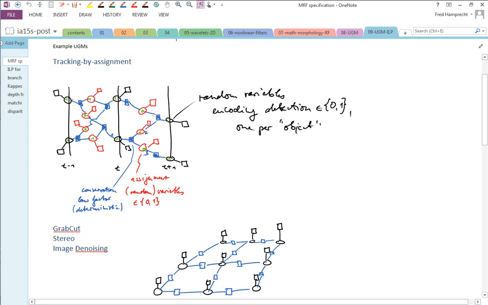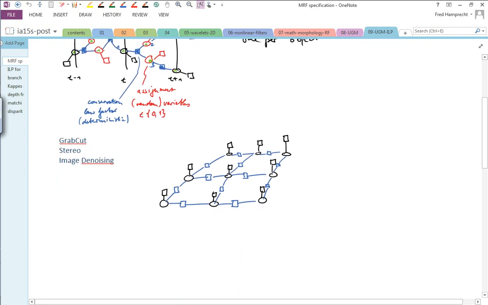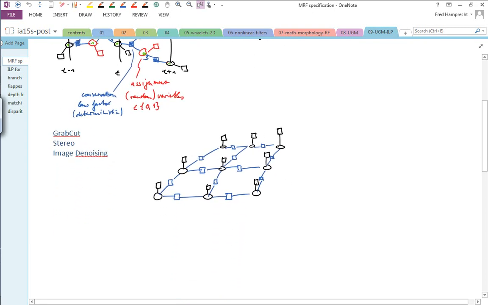I presented this as an example of a very irregularly structured graphical model, and then I gave you 3 more examples. So grab cut, where we have 0, 1 labels for our nodes, foreground or background. Stereo, where we have a couple of labels, like are we in depth zone 1, 2, 3, or 4. And finally image denoising, where I argued we could use continuous domain random variables. But all these graphical models had the same simple graph that you see here.